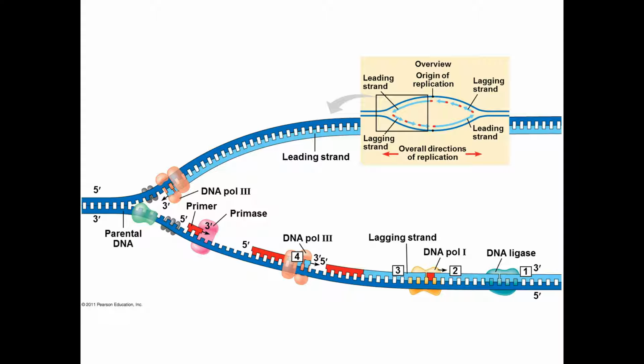So here, coming back to the image we looked at before, you're being shown all the players that are involved in synthesizing the leading and lagging strand of the daughter DNA. It's important that you know the leading strand is synthesized continuously. It's going in the direction that the replication fork is opening. The lagging strand is synthesized discontinuously in Okazaki fragments. And those fragments are being synthesized in the direction opposite that the replication fork is opening. And those fragments have to be glued together and assembled so that you have one continuous strand.